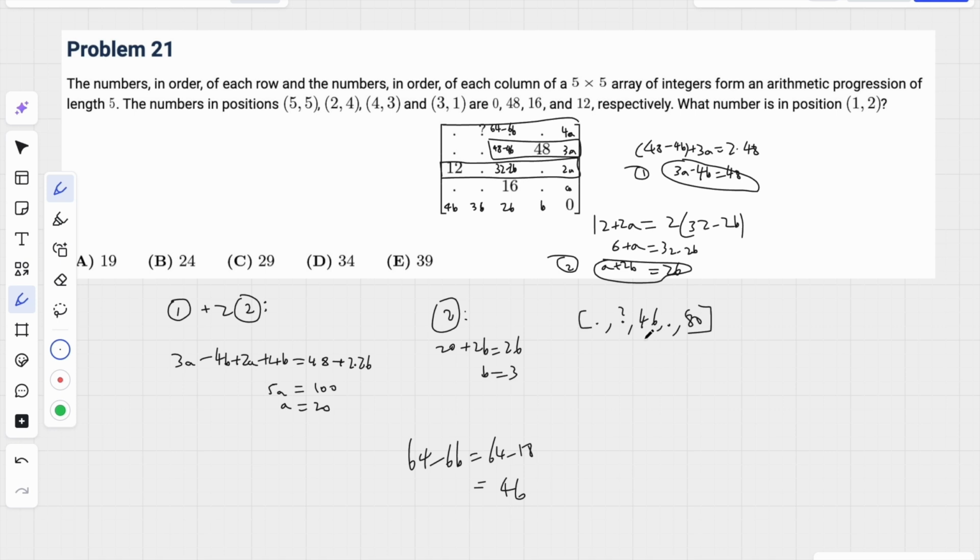Now we can average these two terms to find the fourth term. So let's do that. And we should get 63. So now this term is 63. And so let's set this term equal to x. With the arithmetic progression, we have x plus 63 equals 2 times 46. Now if we solve this, we find x equals 29. And so our answer is C.